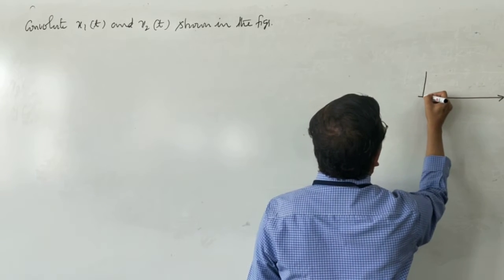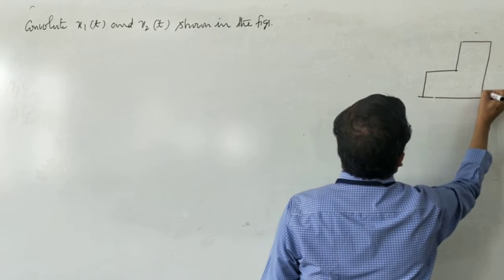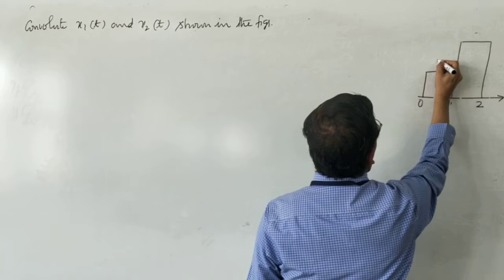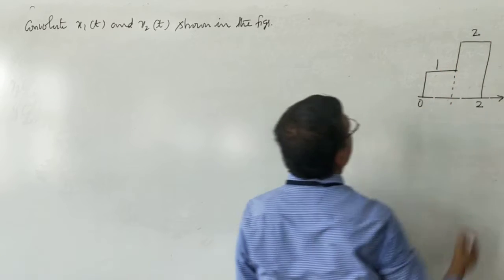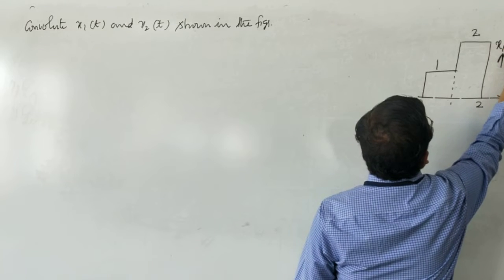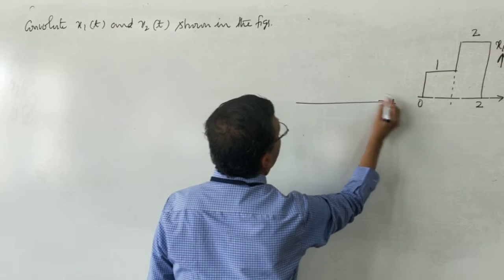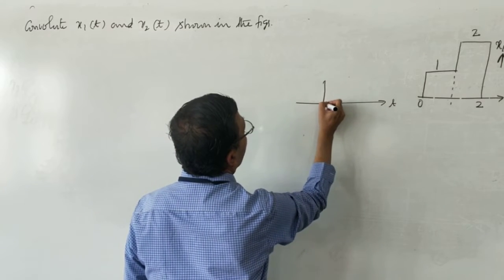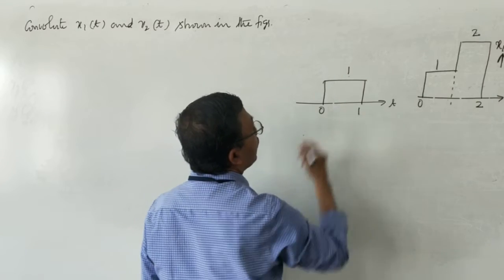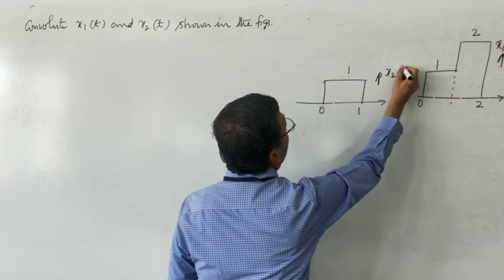This is x1 of t. It's like a staircase waveform. Starts at 0, ends at 2. This is 1, amplitude 1 and 2. This is x1 of t. x2 of t is a rectangular pulse of unit amplitude, starts at 0, ends at 1. Y-axis is x2 of t.